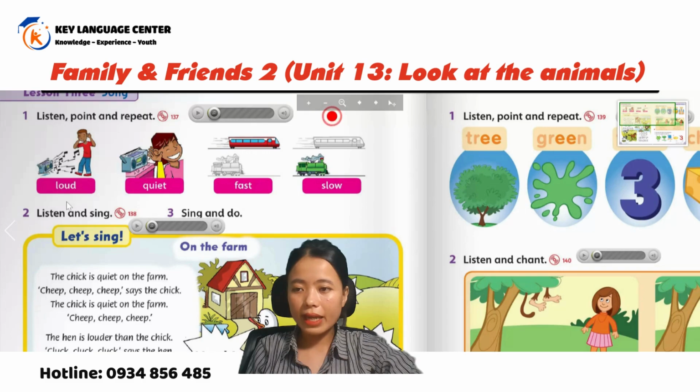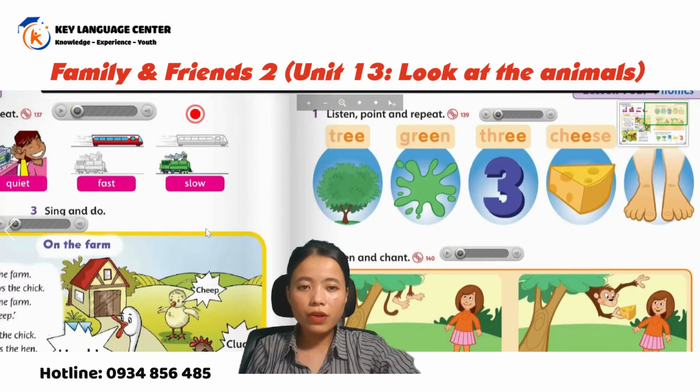Now let's listen again. Loud, quiet, fast, slow. We move to lesson 4, phonics.